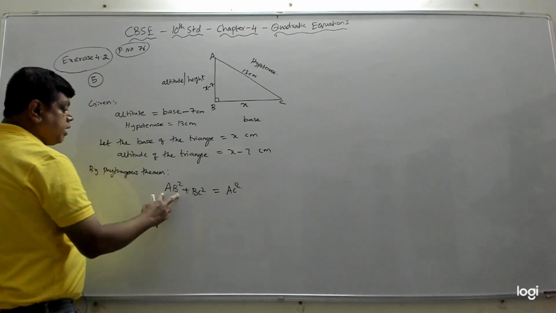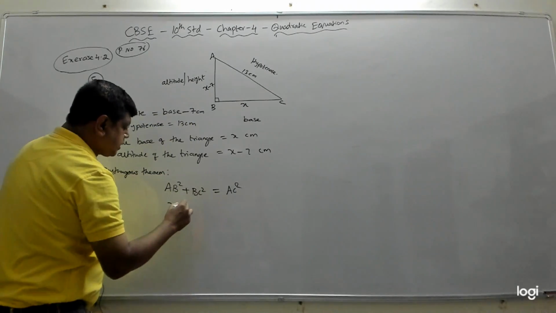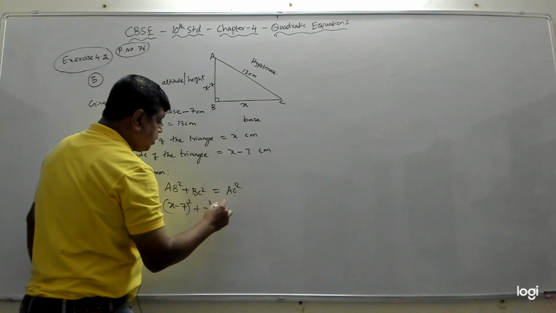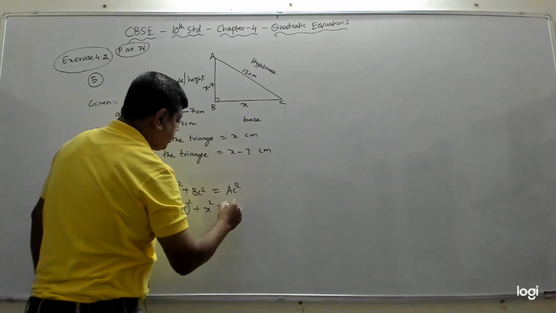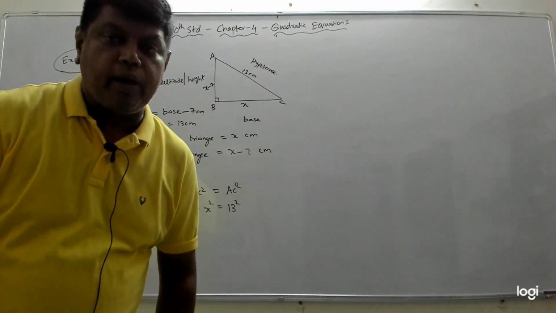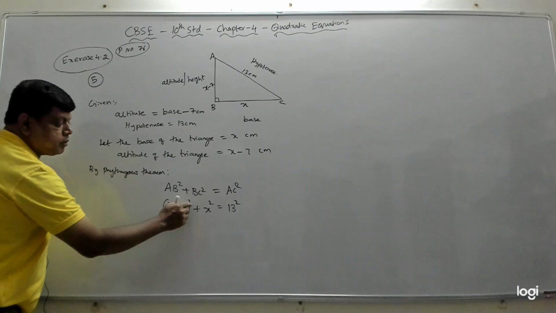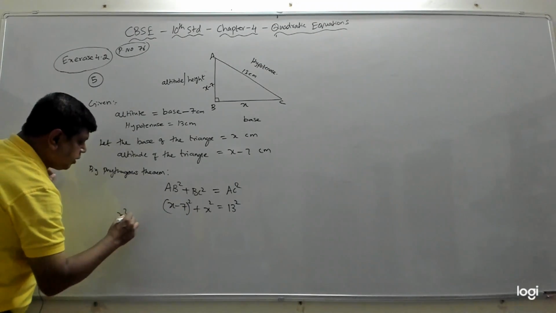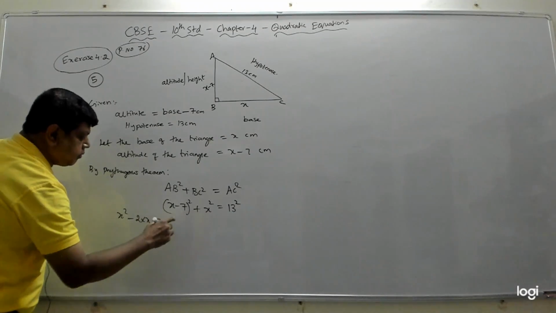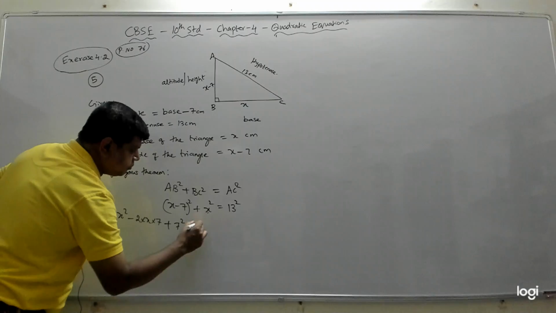So now what is AB square? X minus 7 the whole square, because AB is X minus 7, plus BC is X square, equal to AC, which is 13 square. Now we should solve this and find the value of X, right? So if you expand this, this is like A minus B the whole square. That is A square minus 2 into A into B plus B square. Your A is X, B is 7, plus B square is 7 square, plus this X square.